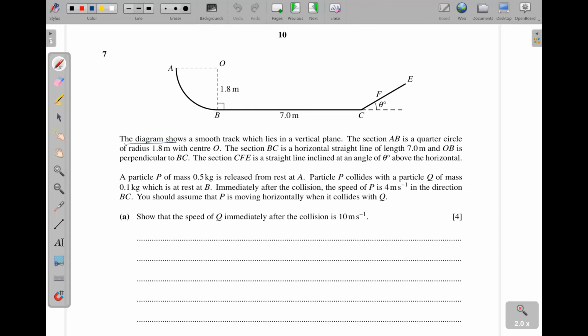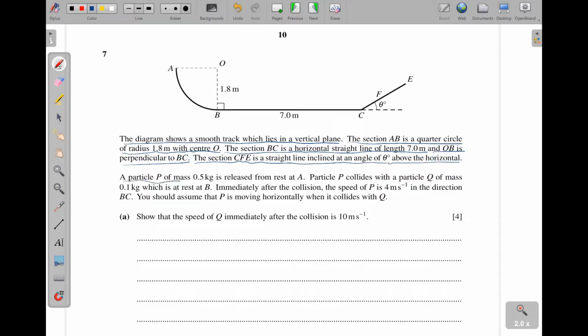Question 7. The diagram shows a smooth track which lies in a vertical plane. The section AB is a quarter of a circle of radius 1.8 meters with center O. The section BC is a horizontal straight line of length 7 meters and OB is perpendicular to BC. The section CFE is a straight line inclined at an angle of theta above the horizontal.